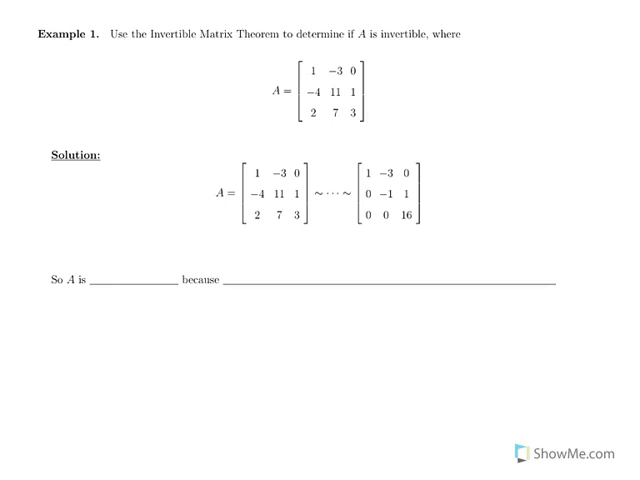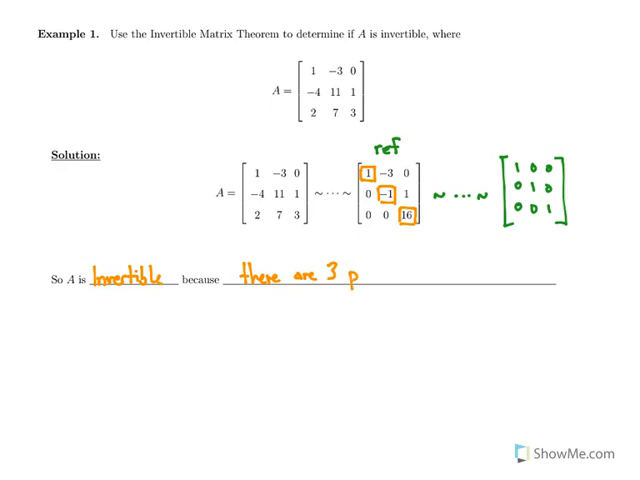So in example 1, use the invertible matrix theorem to determine if A is invertible, where A is this 3 by 3 matrix. One thing we could do is just row reduce this matrix A into row echelon form. We don't even need to bring it into reduced echelon form. If we did, we would bring it down to the identity matrix. But we don't even need to go that far, because once we get into row echelon form, we can see that there are 3 pivot positions in a 3 by 3 matrix. So that means that this matrix A is invertible, because there are 3 pivot positions for a 3 by 3 matrix.